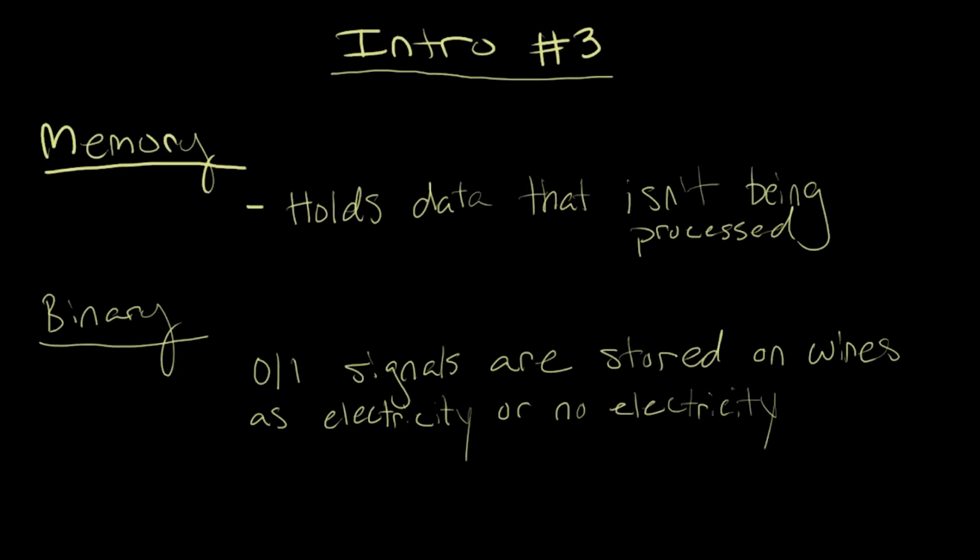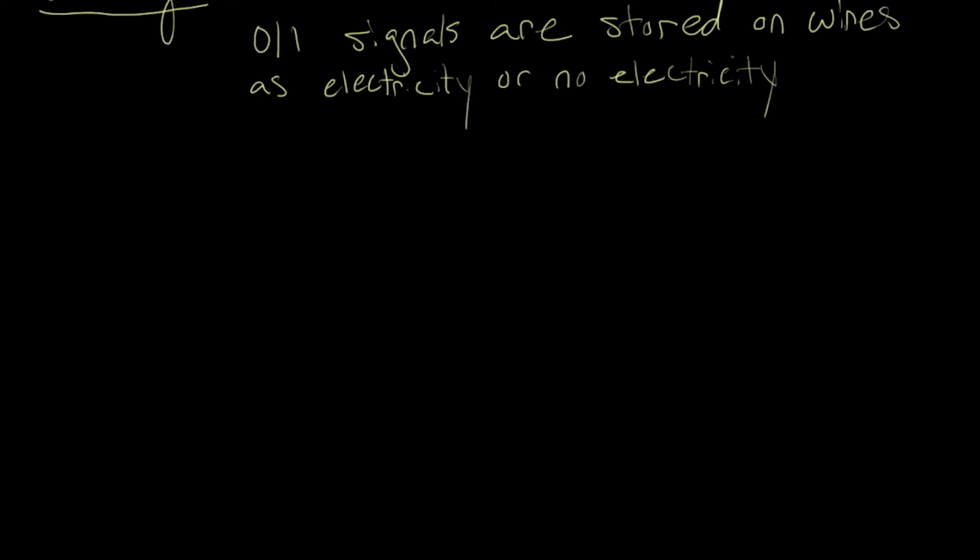So in previous videos, we talked about these two subjects: that memory holds data that isn't being processed in the processor, otherwise known as the CPU. And we've also talked about binary, how binary is zeros and ones, and this is how computers represent data. And the zeros and ones are just wires that are on or off. So let's use these ideas to talk about memory more in detail.